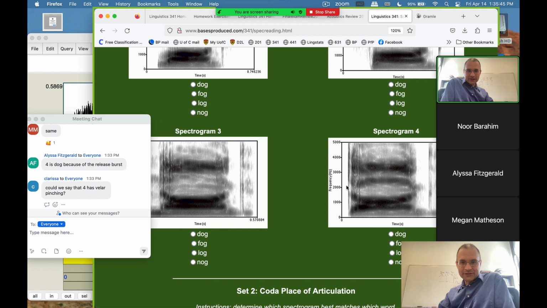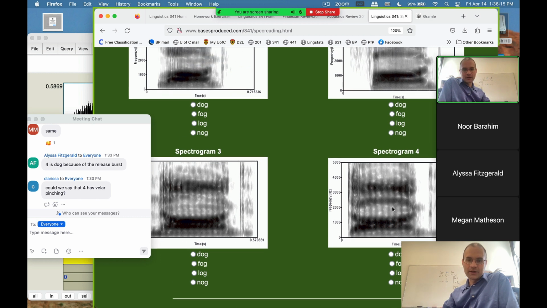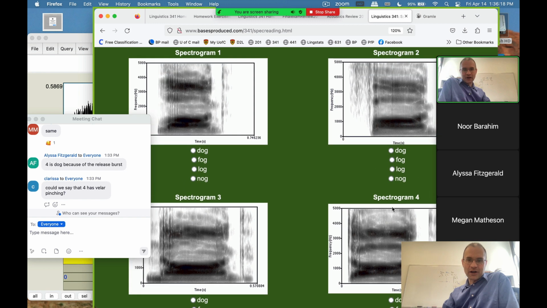Could we say that 4 has velar pinching? It has it more at the end. Hopefully you can see that here, where F2 and F3 come together. For the beginning, it shouldn't be a velar pinch. It's just F2 coming up, which points to the locus of the formant transition for alveolars. So this is pointing in that region of about 1700 hertz. F3 isn't really coming down as much. It comes down more here at the end for the g in dog. But this is dog. So now we just have fog, log, and nog.